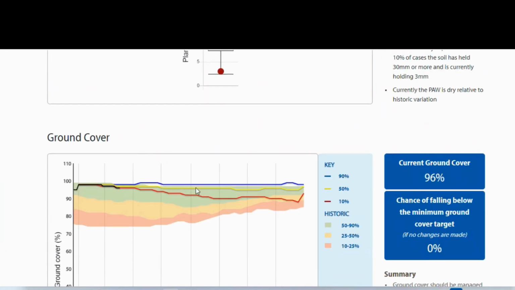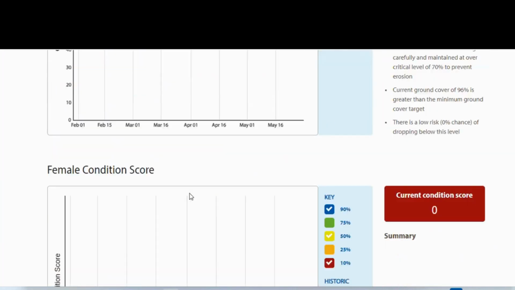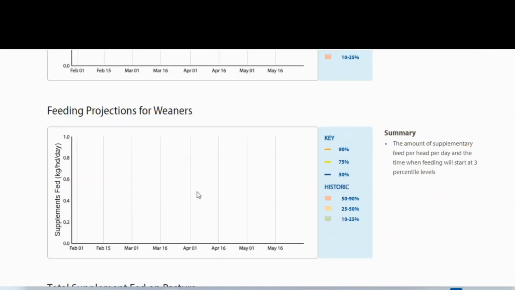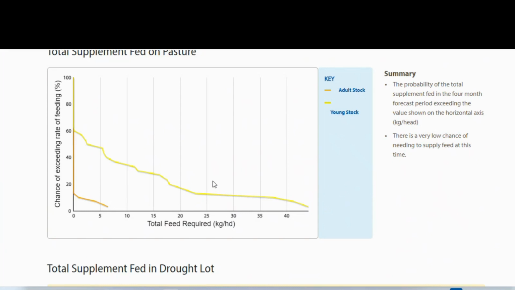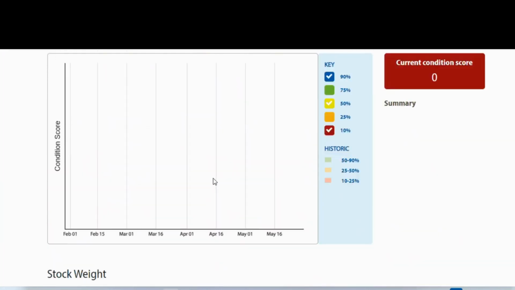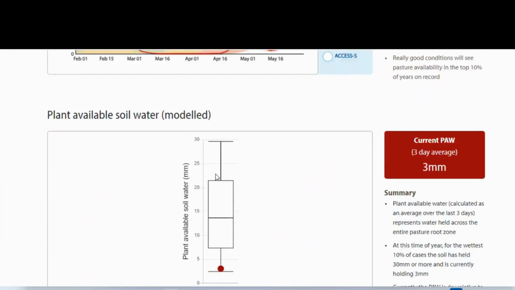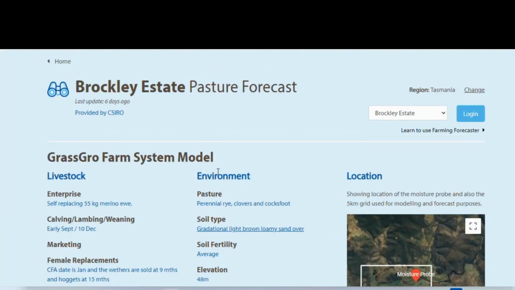A picture of what's happening to ground cover, an important thing. We must protect our soils. That's giving an idea. Ground cover is still going to be okay compared to history. We're still travelling well because we've had such good seasons, but it's trending down. And there can be information on other factors, which I'm not going to go into now. They're the sort of things you'd go and look at the video. So that's a quick overview of how you navigate your way around the Farming Forecaster website.